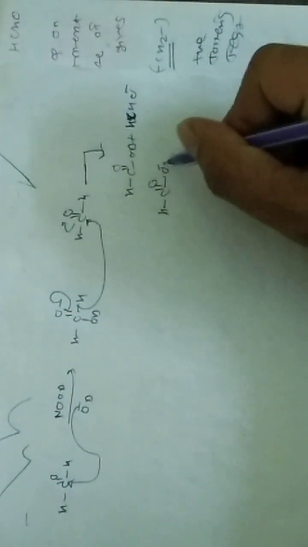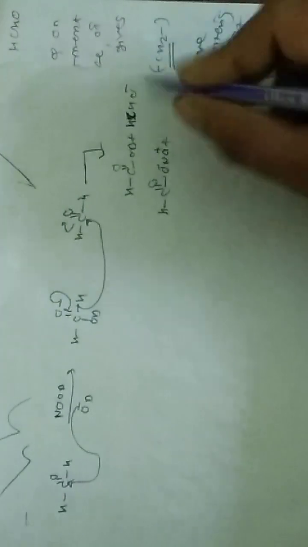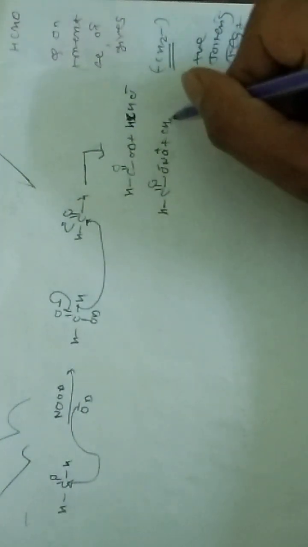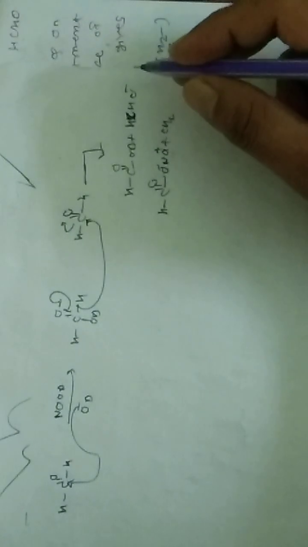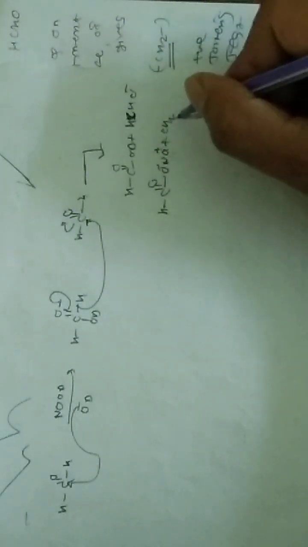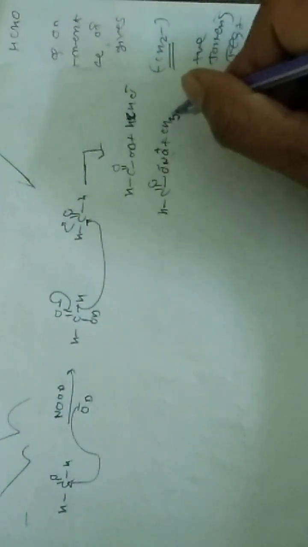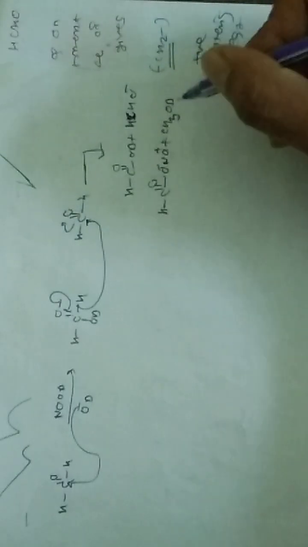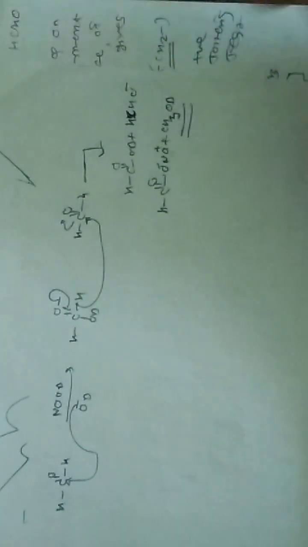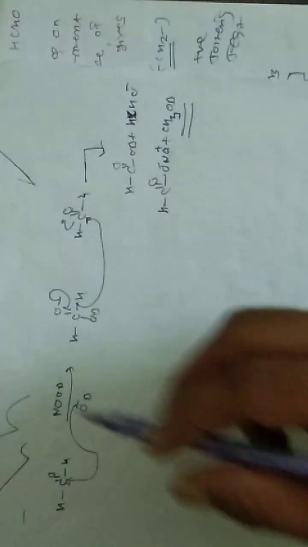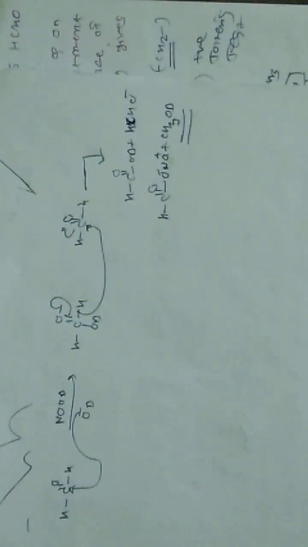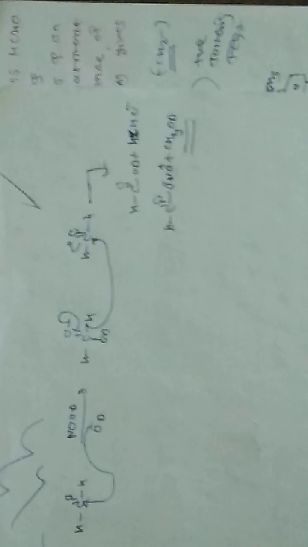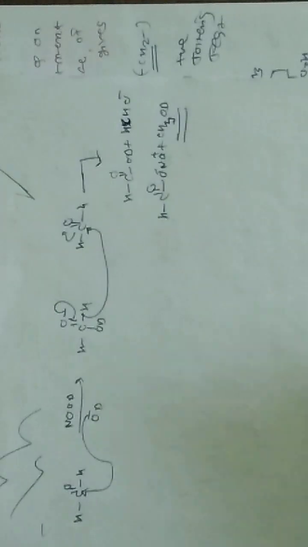So what will happen? HCOO minus Na plus, plus CH3OD. This will be the product. Then by the deuterium we can understand that the hydrogen which comes to the alcohol is from the base.